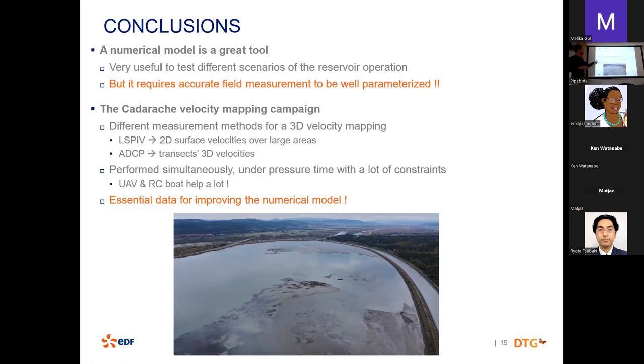We had to do it very quickly because, as I said before, we have 5 hydraulic power plants downstream. So we cannot play for weeks with that, and it costs a lot of money for my company if we just change the flow. So we had to do it under time pressure. So it was nice to have UAVs and remote control boats to be able to do it efficiently. Yeah, so that's very essential data for improving the numerical model. That's all. So I hope you have a question. Thank you.